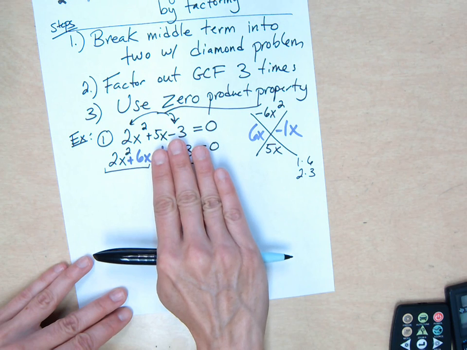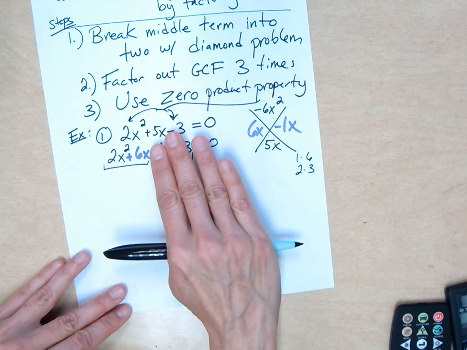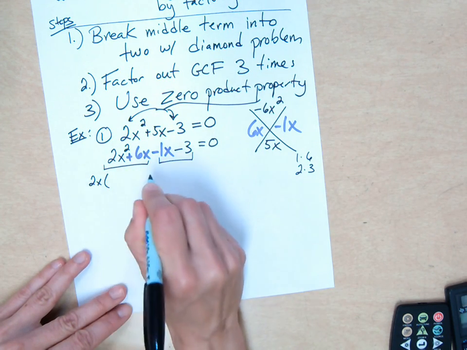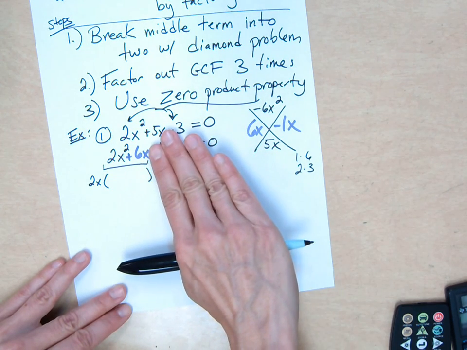So what is the greatest common factor between 2x squared and 6x? 2x, yeah. 2 is the biggest number that multiplies into both. So 2x. And so what goes in here to do the opposite of the distributive property?